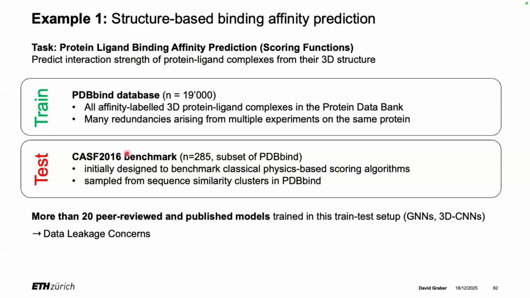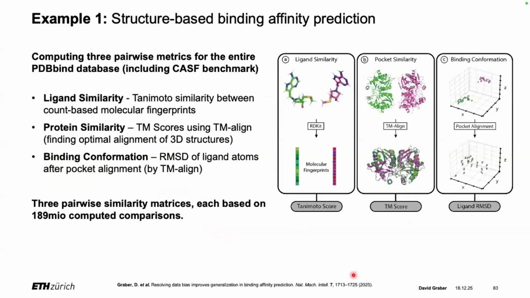And then usually this CASF, so Comparative Assessment of Scoring Functions, benchmark data set is used to compare different models and assess generalization. And this was initially designed to benchmark classical physics-based scoring algorithms. And it was sampled from sequence similarity clusters in this PDBbind. And there are more than 20 peer-reviewed and published models that train on this train and test evaluation setup. And there have always been these data leakage concerns in this field. So we decided to look a bit more closely into that.